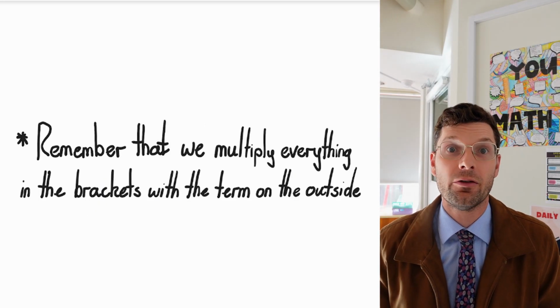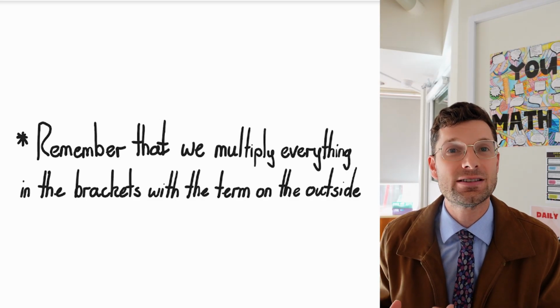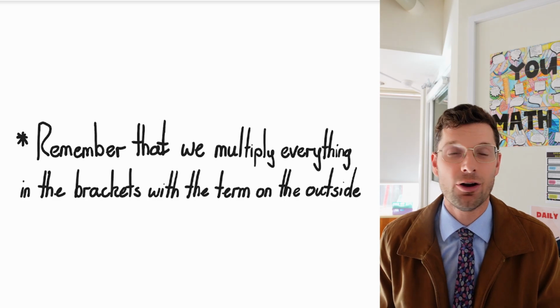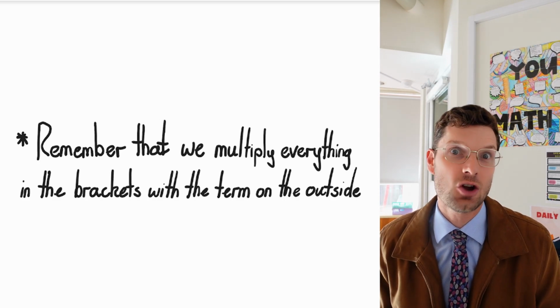So all we need to remember from last lesson is that we have to take the outside term and multiply it with absolutely everything inside the brackets. Again, I like to use those arrows to make sure that we know that we're multiplying everything, but the actual maths is not too difficult.